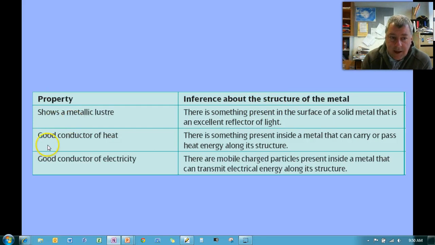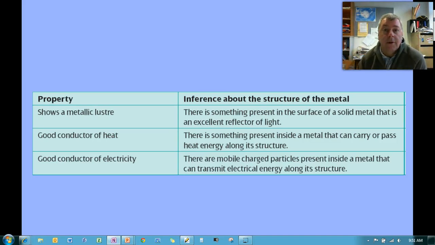And the other properties, good conductor of heat. Well, there's something inside a metal that can carry or pass on heat energy along its structure. Now, what exactly is heat energy? We'll look at that when we explain it. But you can have a metal rod and have one end under a flame, and that heat will transfer along the metal rod and you'll feel that at the other end.